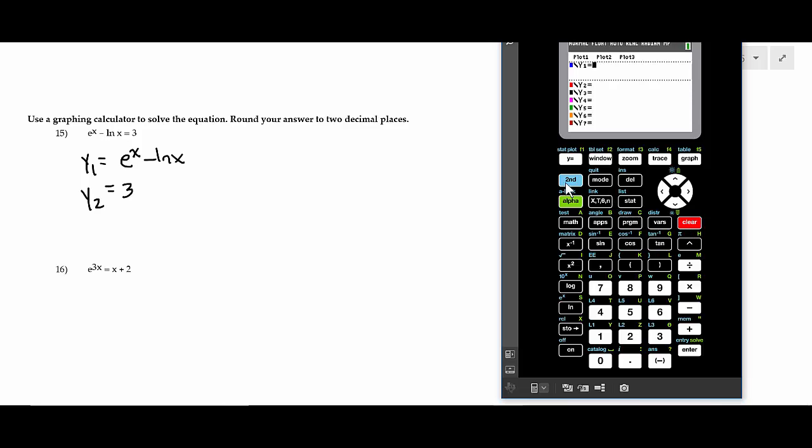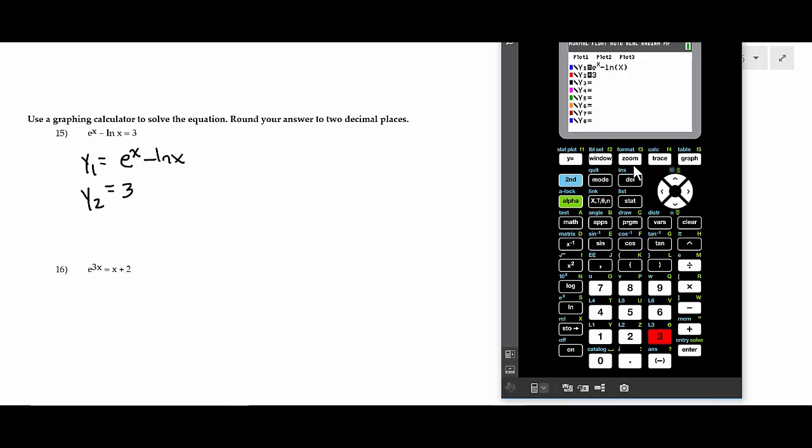Okay, so we would put in e to the x. You've got to go second ln to get e to the x to come out. Make sure you're out of that exponent. Then you have ln of x like that. Okay, and the right side is just going to be 3, so we're going to do that. Now what I'm going to do on this is start in a standard window, and then we'll adjust from there.